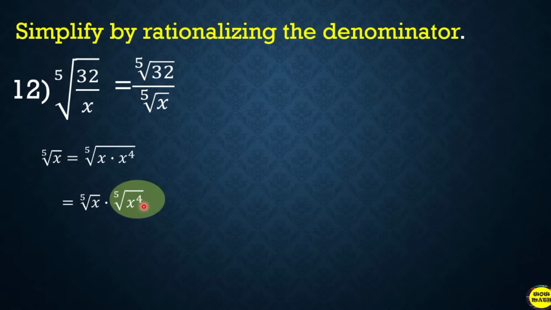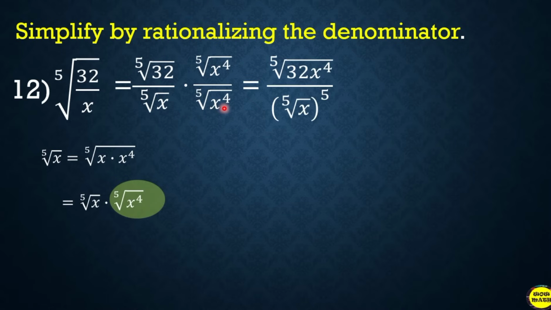Okay? So, I hope nasundan kung paano ginagawa. So, imumultiply natin si fifth root of 32 times fifth root of x to the fourth. Okay, din sa denominator natin, fifth root of x times fifth root of x to the fourth. So that will become, okay, fifth root of 32x to the fourth. Okay, ito kasi fifth root of x to the fifth power, so maka-cancel natin. So x na lang maiiwan dito.